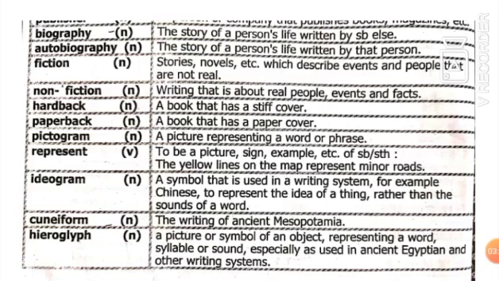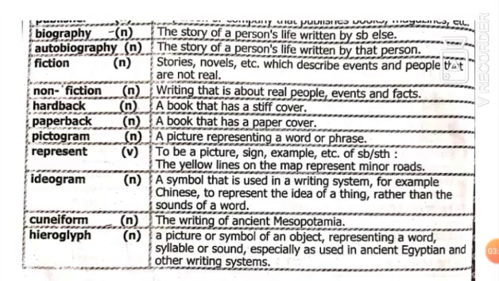Cuneiform is the writing of ancient Mesopotamia. Hieroglyph is a picture or symbol of an object representing a word, syllable, or sound, especially as used in ancient Egyptian and other writing systems. So it's the language used in ancient Egypt.